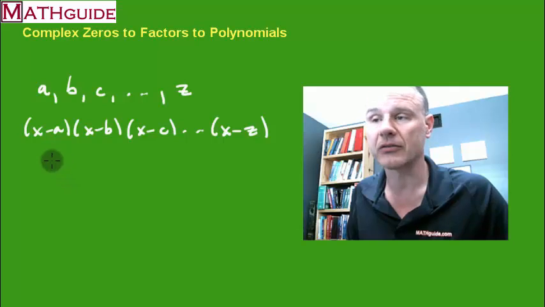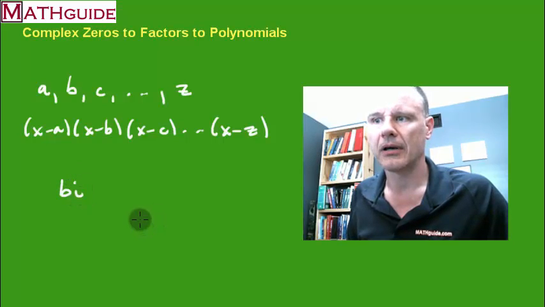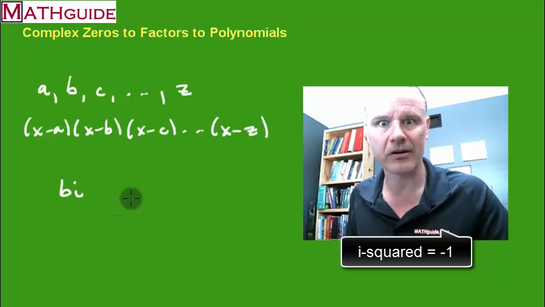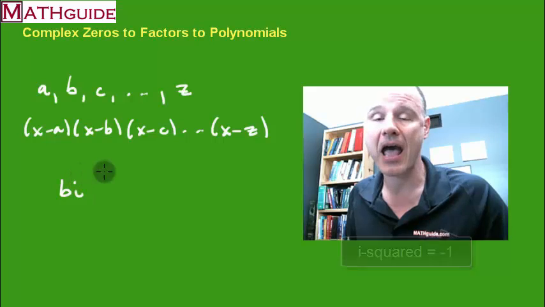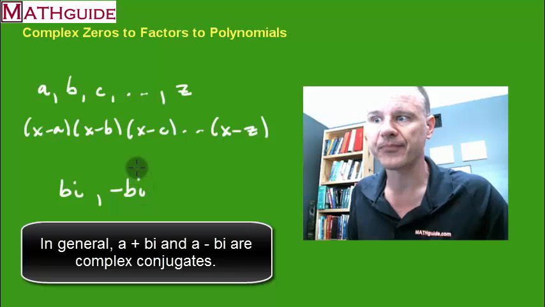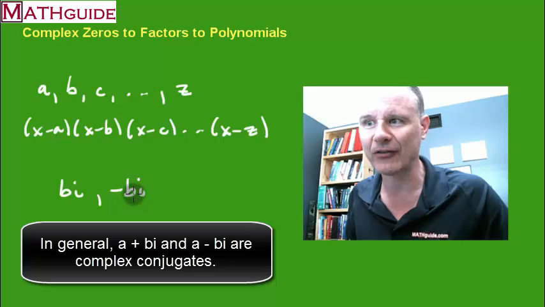Now there's something else. You also need to know something about complex conjugates. Let's say that I had an imaginary zero, bi, hence the i there. i stands for the square root of -1 if you don't recognize that. Well, it turns out that if bi is a zero, then so is negative bi. These are complex conjugates. They go together. It's like they're twins, except there's an evil twin and a good twin.